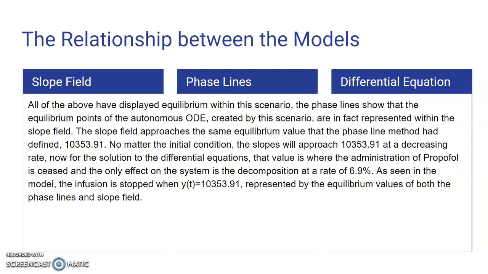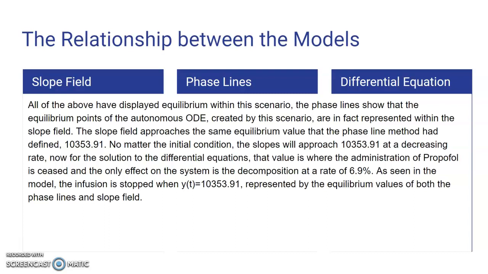Relating these together, we have the following on screen. All of the above have displayed equilibrium within the scenario. The phase lines show that the equilibrium points of the autonomous ODE created by the scenario are in fact represented within the slope field. The slope field approaches the same equilibrium value that the phase line method had defined, 10,353.91. No matter the initial condition, the slopes will approach that same value at a decreasing rate.